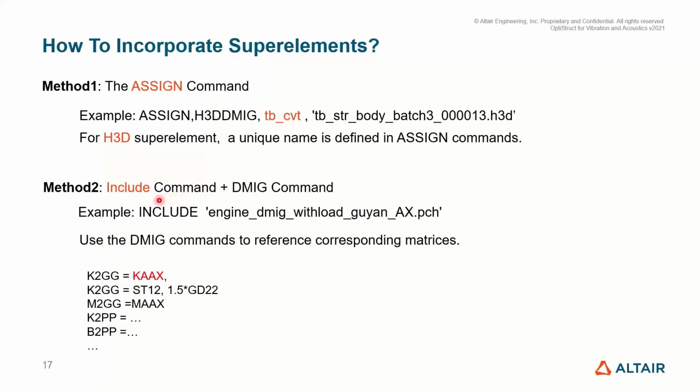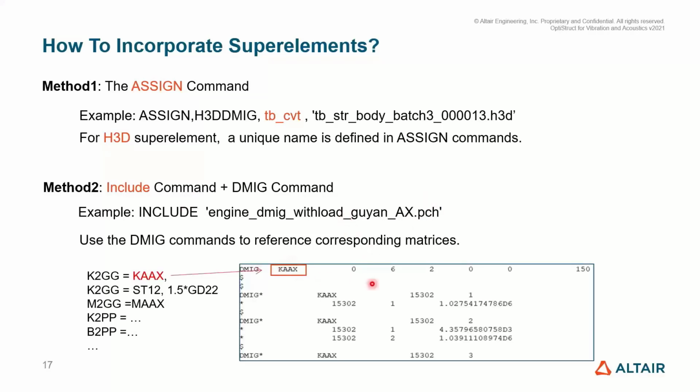Method 2 is using the include command. We include the punch file. Punch file is a very commonly used format. In the punch file, the DMIG name and the grid IDs are defined. And we also need DMIG command lines to reference this name to this type. So this is a stiffness matrix. We let the solver know that in this punch file, the matrix with this name is the stiffness matrix.